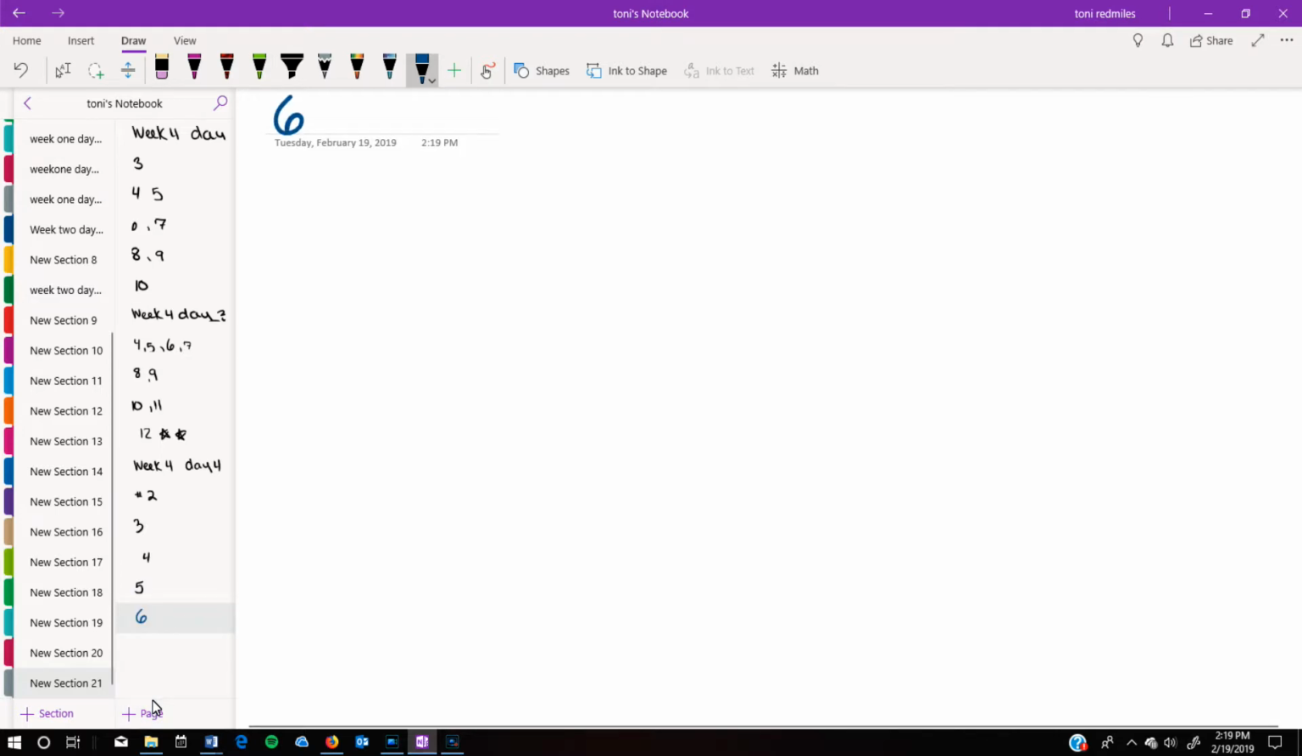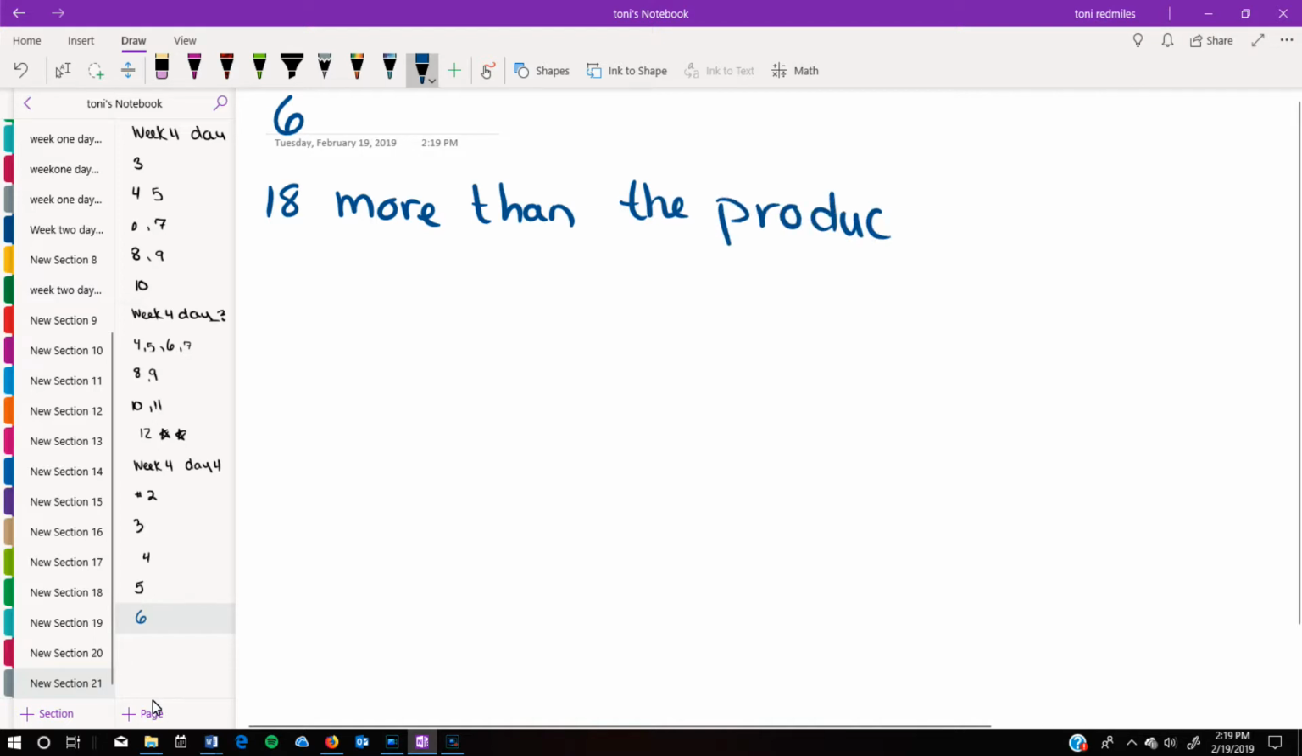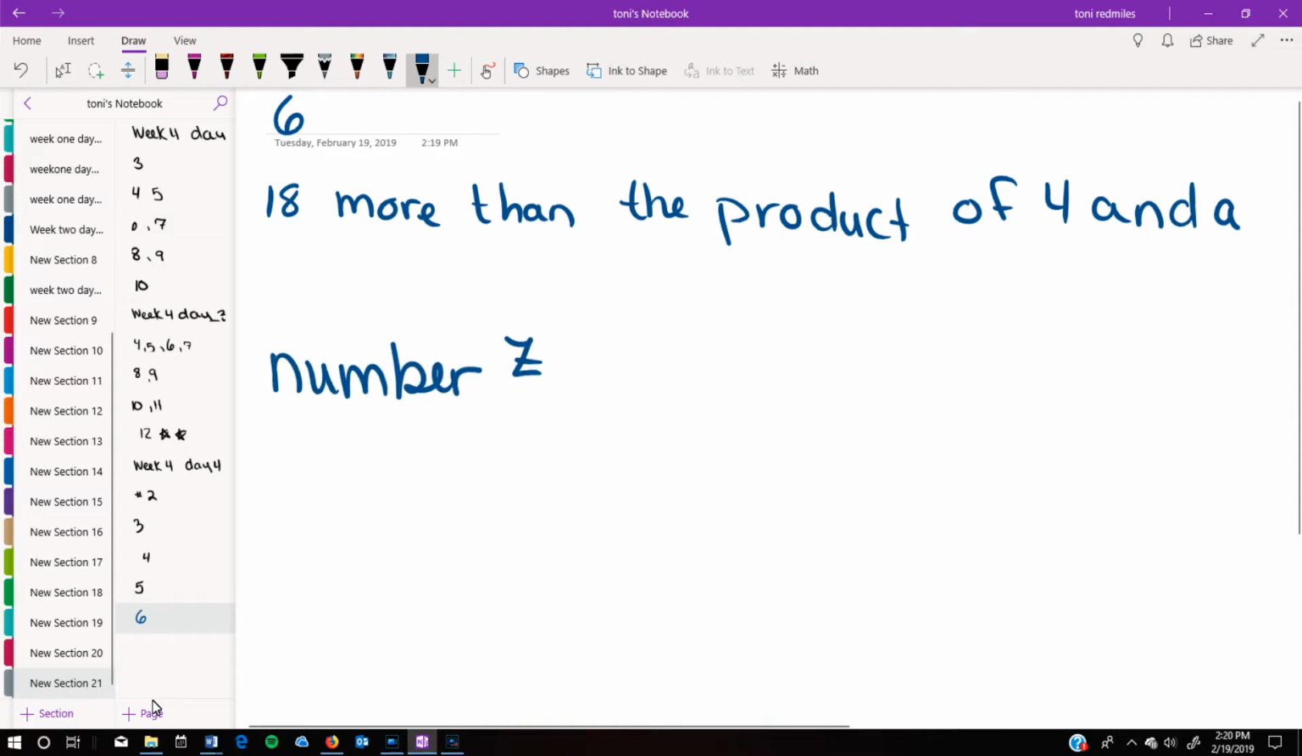Number 6. 18 more than the product of 4 and a number z is negative 54. All right, so some things we can point out.